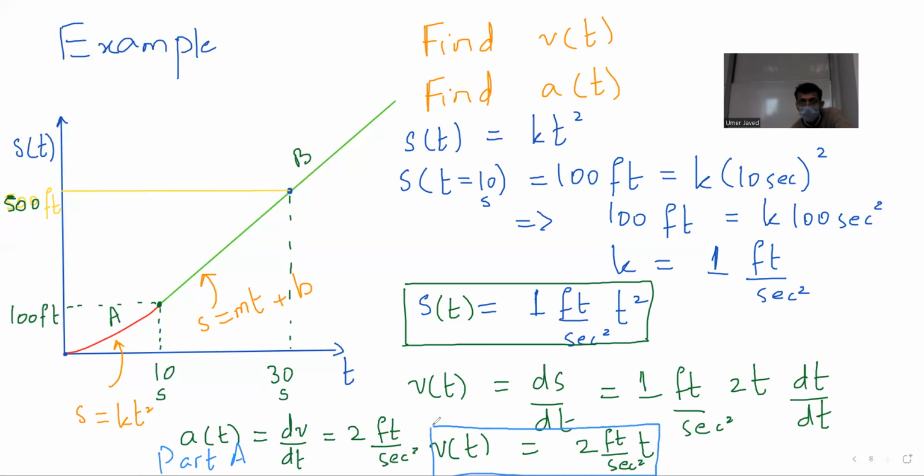This is for part A. Now tell me, what is the acceleration? 2. Wow. And what was the K? 1. So which is the acceleration, 2 or 1? 2. Then what about that 1?